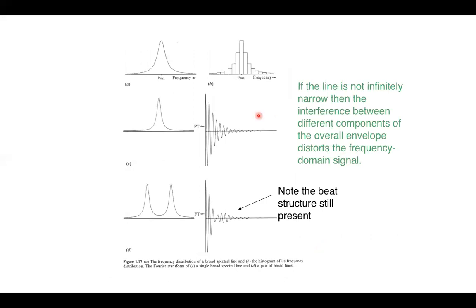So here we have an example of the frequency distribution of a broad spectral line. Here you can see the broad spectral line, and then the different frequencies that make up this line. There are various different frequencies around about this broad line, which is the resultant form.